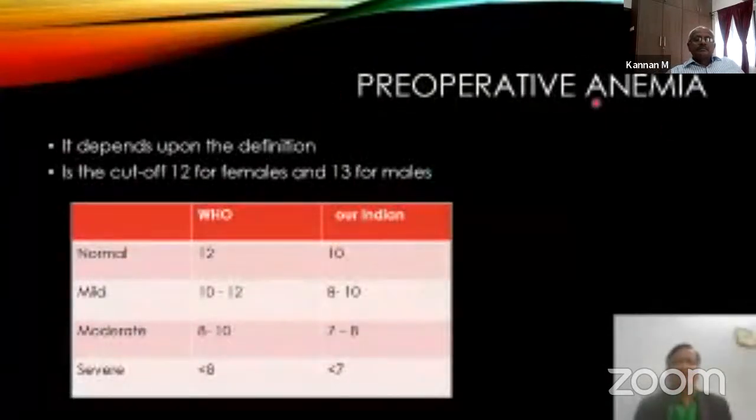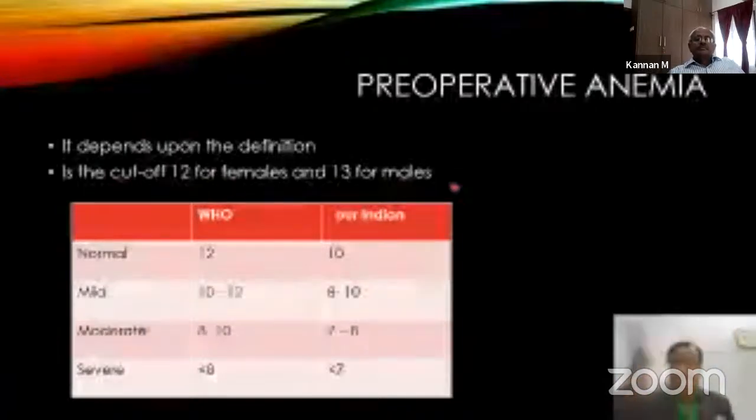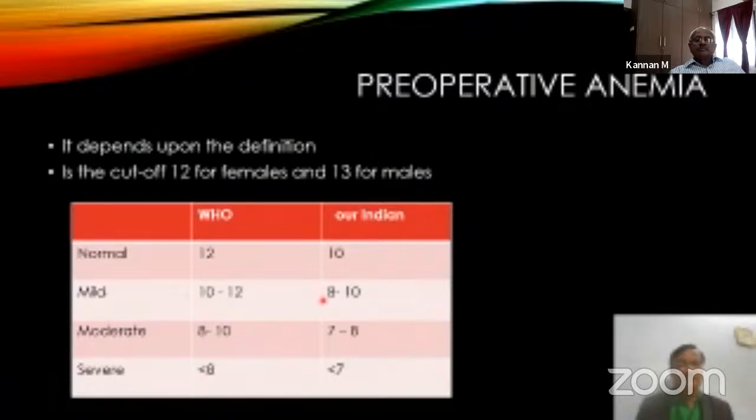Now, preoperative anemia: if you go into the guidelines, they say 12 for females and 13 for males. There is also a strong objection to this. Why should females be less than 12 and why should males be less than 13? Both should be equal. Something like that is happening in the UK also. So 12, but Indian is 10. Mild here is 8 to 10. So what we have is around 7 to 8 is moderate, around 7 is severe, and 8 to 10 is mild, or 10 is normal.